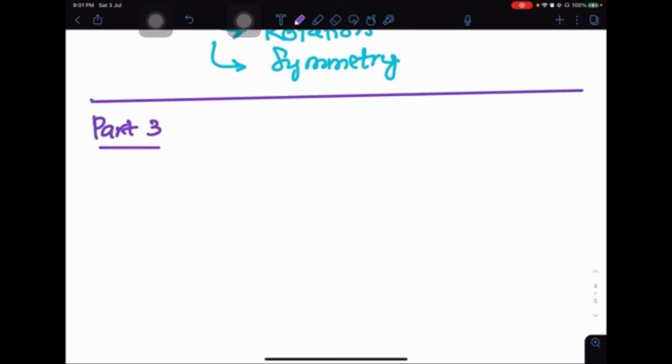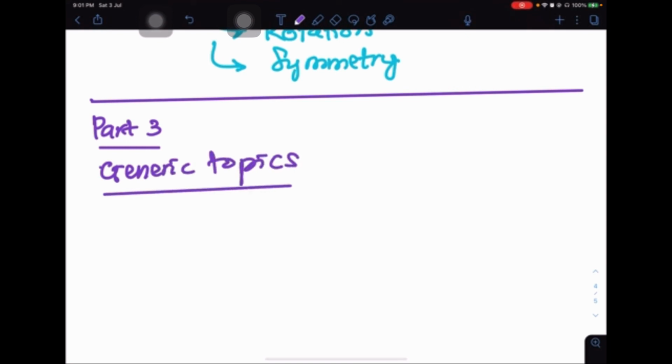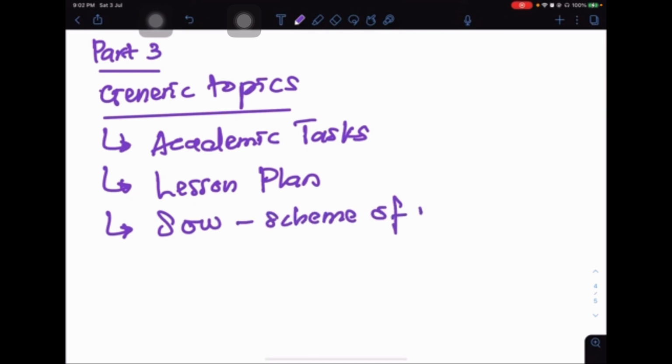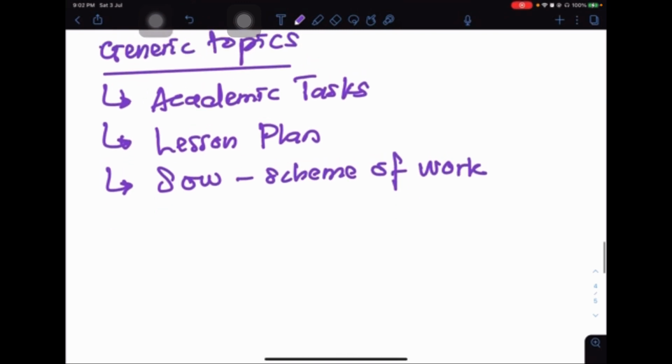Part 3 is where we looked at generic topics. The generic topics are, for example, academic tasks, how to plan lessons, and also the SOW, or scheme of work, which you need to do when you're a teacher, for the whole week.